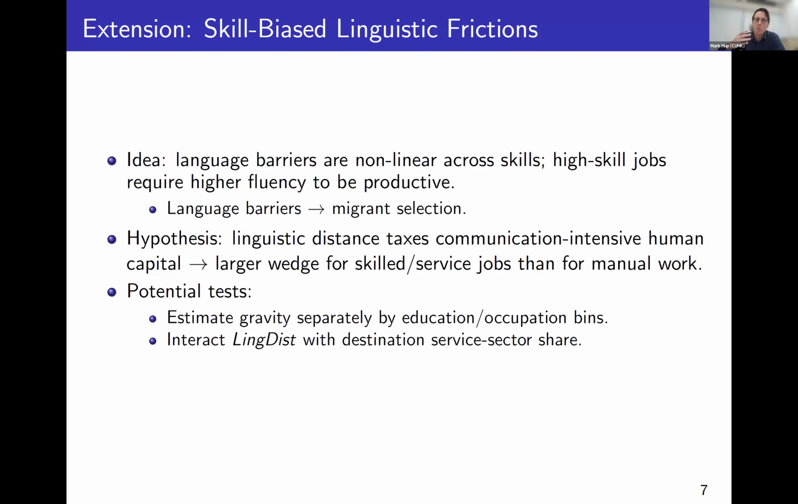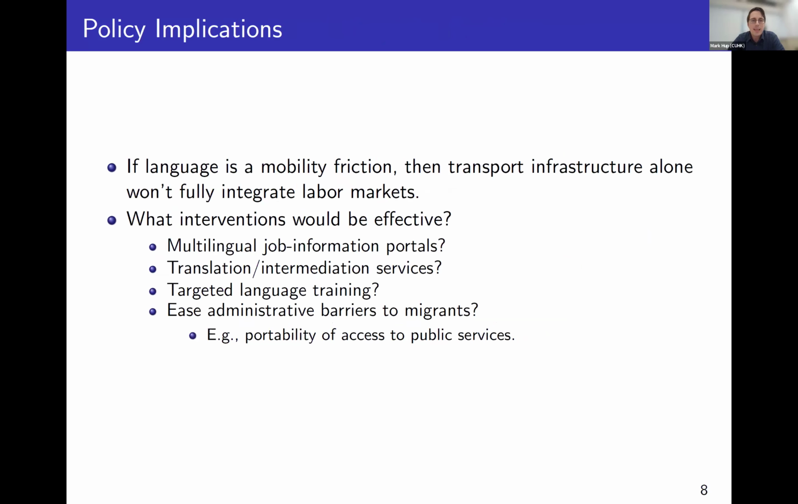Maybe the service sector is very small in all these places, but that may play more of a role when we think about, let's say, the effects of these types of boundaries nowadays, and what they may be related to. Now, next to that, related to the policy implications.